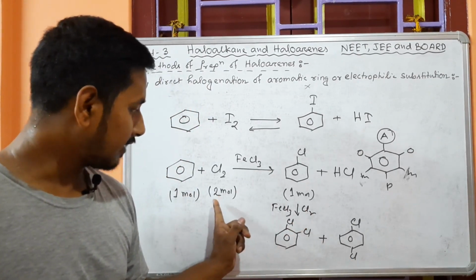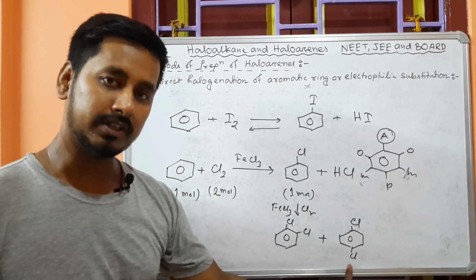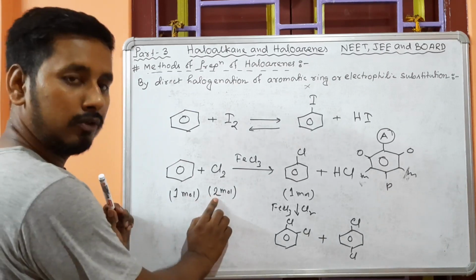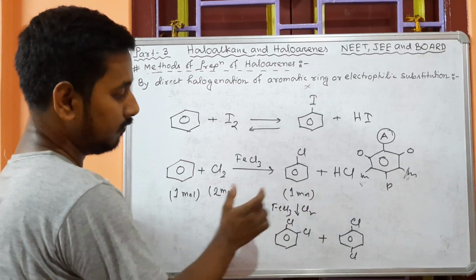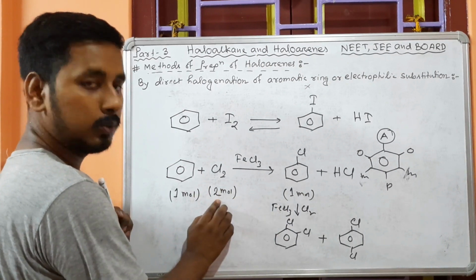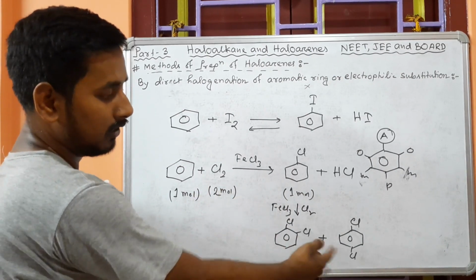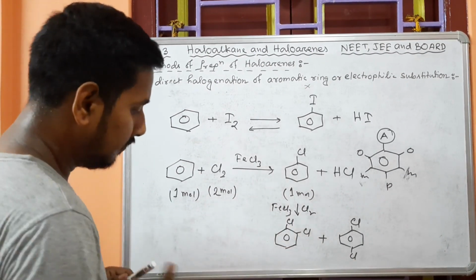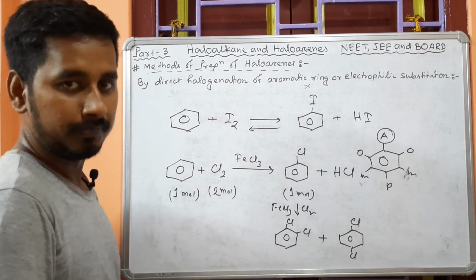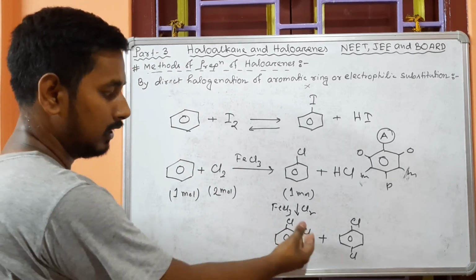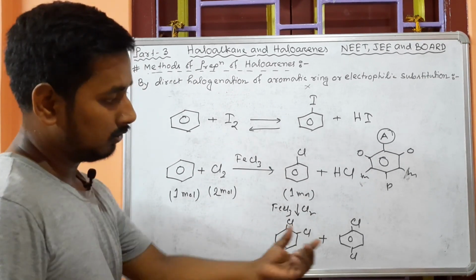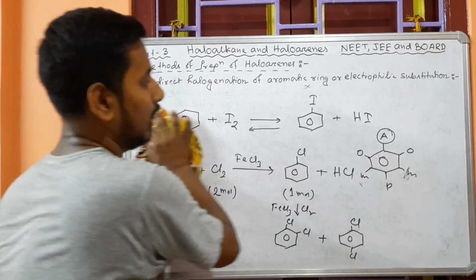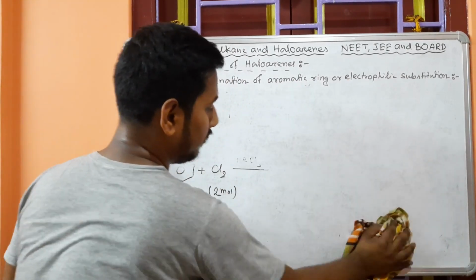So if you give excess amount of chlorine, you get different products. You have to remember this, it is important. If you give 1 mole of chlorine, then you get this one. But if you give excess amount of chlorine, here it is 2 moles, in that case you get different products. Okay, this is ortho dichlorobenzene and this is para dichlorobenzene. Very similar in the case of bromine also. If you use excess bromine, then you get ortho and para dibromobenzene. Okay, remember this thing.